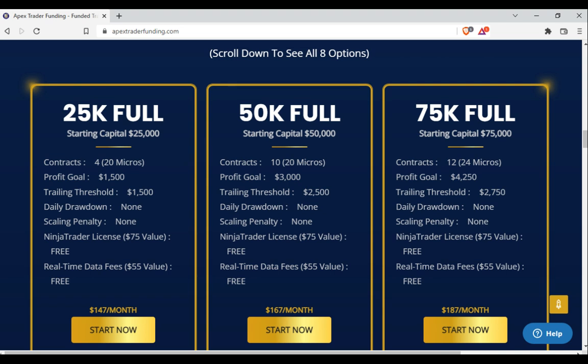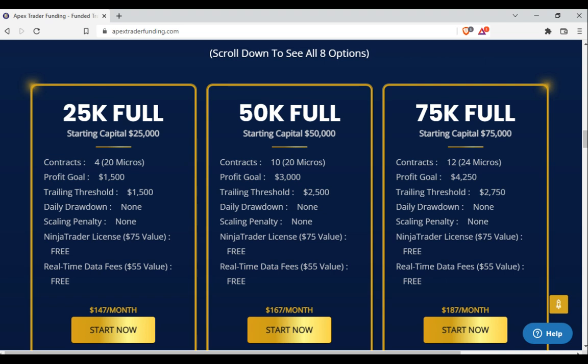So to talk a little bit about the rules, it depends on which evaluation you go through. I like having the 25,000 account. I think the 25,000 evaluation is probably one of the easiest to pass, and the reason is because you have a small profit goal, and your trailing drawdown is the same as your profit goal. That just increases your odds at passing it.